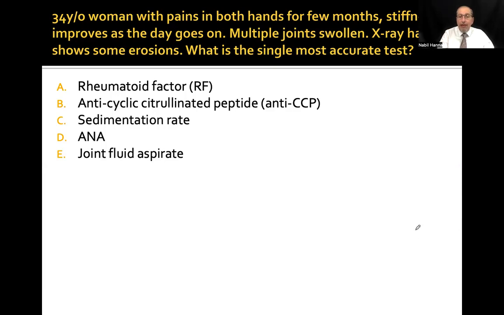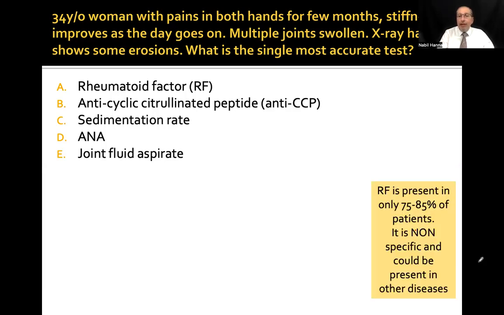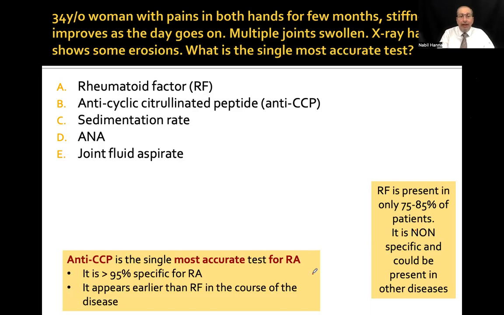Why is it better than the rheumatoid factor? Because rheumatoid factor is only present in 80% of patients, and it is not specific and could be present in other diseases. For example, Hashimoto thyroiditis. It's an autoimmune disease, and rheumatoid factor can be positive in Hashimoto thyroiditis. But the anti-CCP is the single most accurate test for rheumatoid arthritis. It's more than 95% specific for RA, and it appears earlier than rheumatoid factor in the course of the disease.